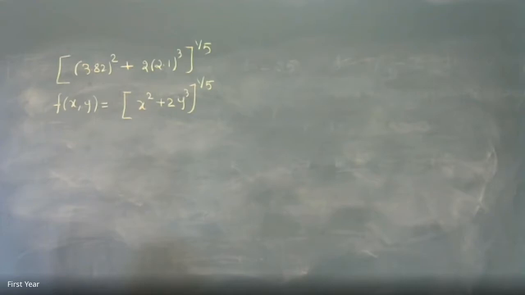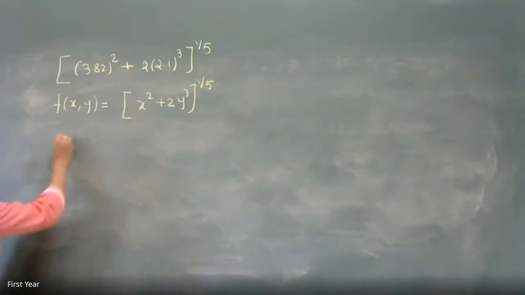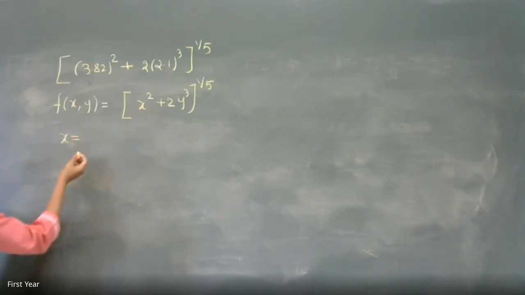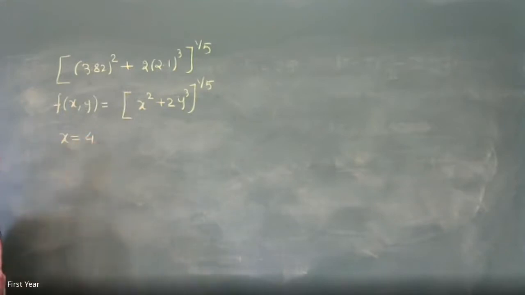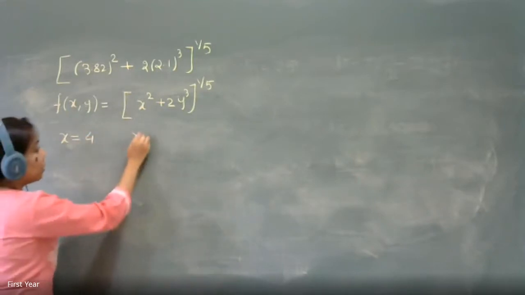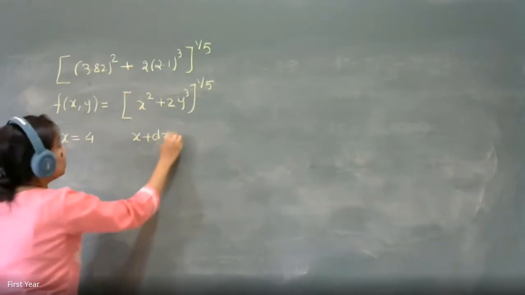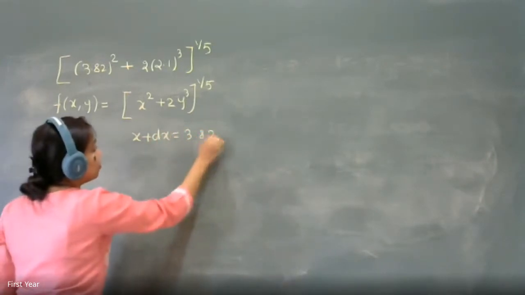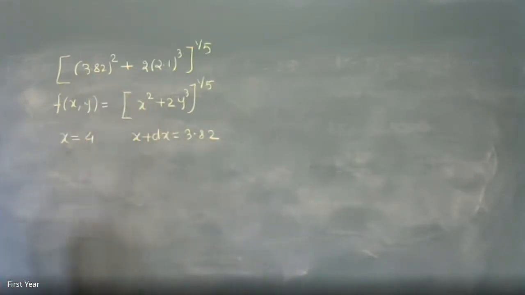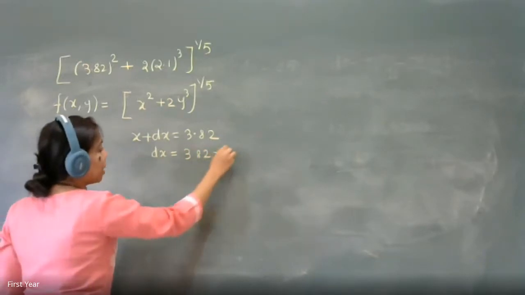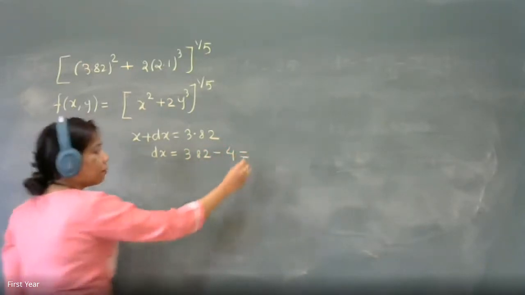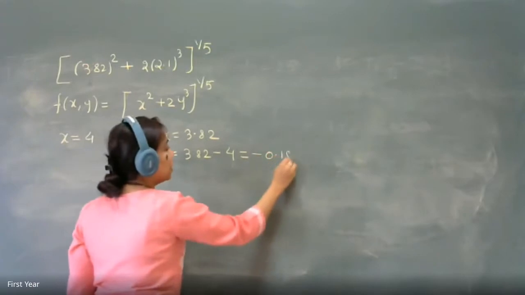Did you understand what I did? Yes, ma'am. Now I know something which is easy. What is the value of x which is easy and close to 3.82? x equal to 4 if I take, then I want x plus dx to be equal to 3.82. I need the actual value of 3.82 squared. Okay? So what will be the change in x? Change in x will be 3.82 minus 4, which is minus 0.18. Is it okay?